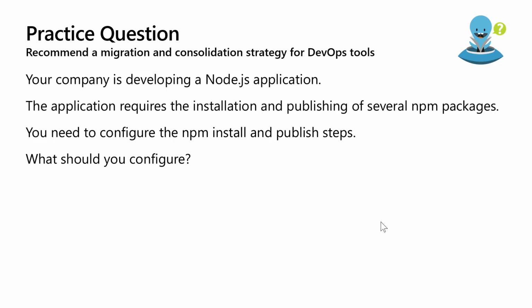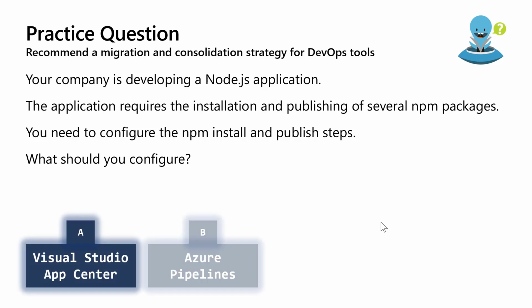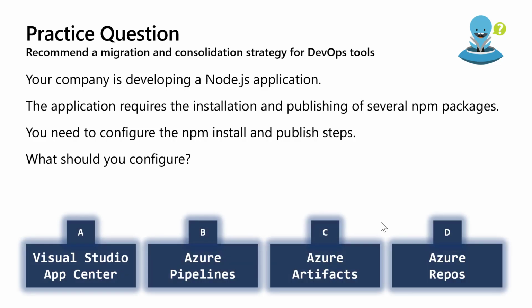So your company is developing a Node.js application. The application requires the installation and publishing of NPM packages. You need to configure the NPM install and publish steps. What should you configure? You can choose between 4 possible options. A lot of the questions on the exam will be multiple choice. Typically 4, but it could be like 6 or 8 as well. So what you need is to identify the specific question, and try to map it with any of the 4 options. In this scenario, the key question is, what do you need to configure?